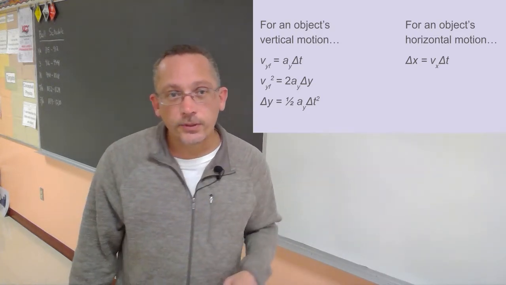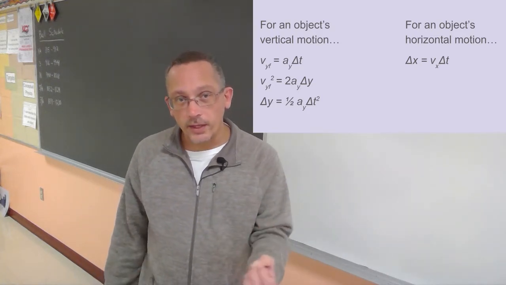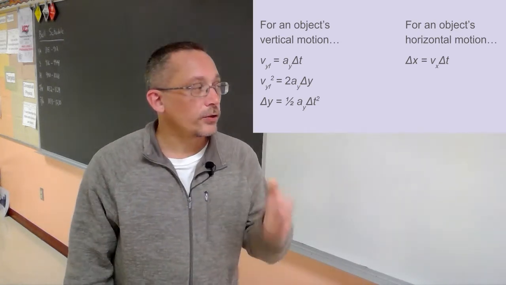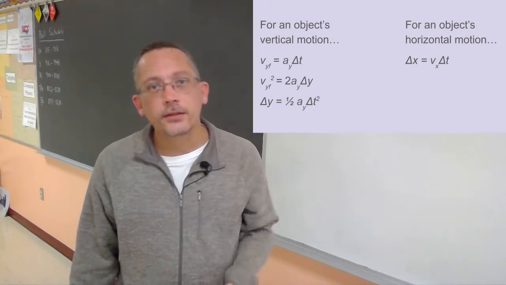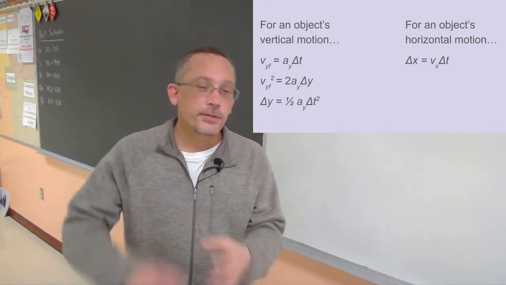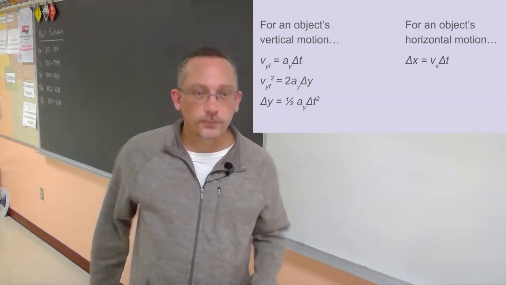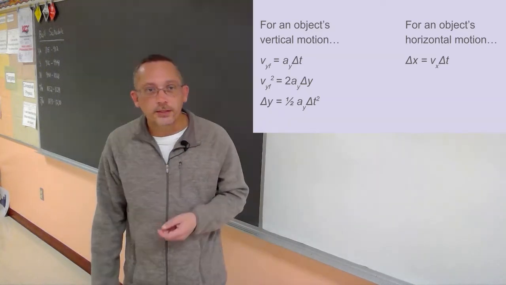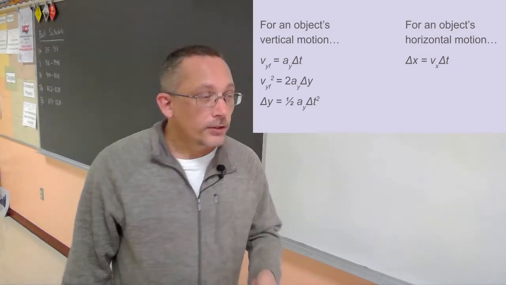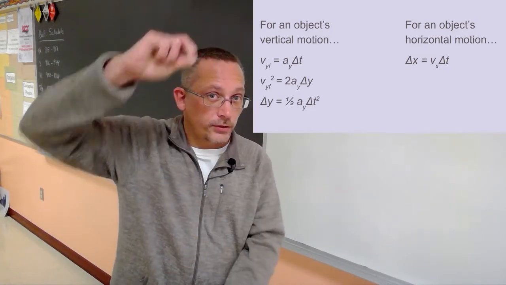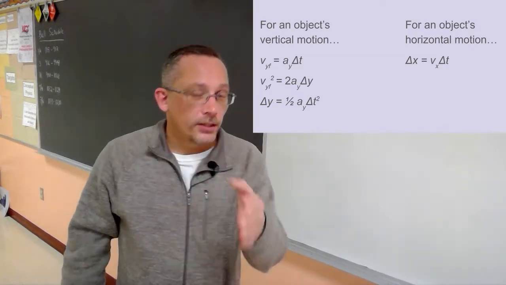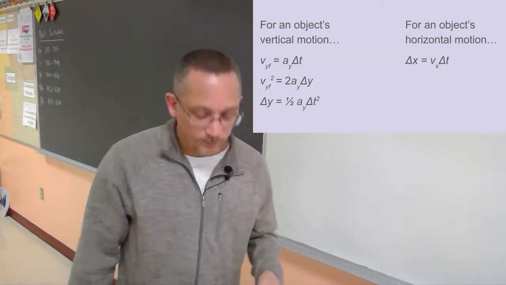Let's see, the next equation there says vyf squared equals 2 ay delta y. So the final velocity in the y direction squared is equal to 2 times the acceleration in the y direction times the displacement in the y direction. And the third equation there, delta y equals 1/2 ay delta t squared. So the displacement in the y direction is 1/2 times the acceleration in the y direction times the time squared.